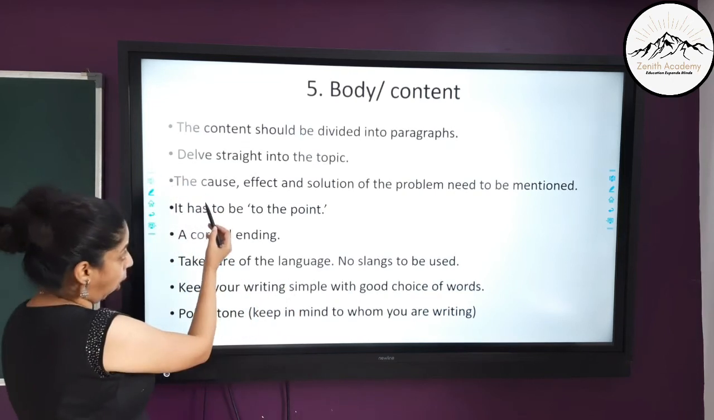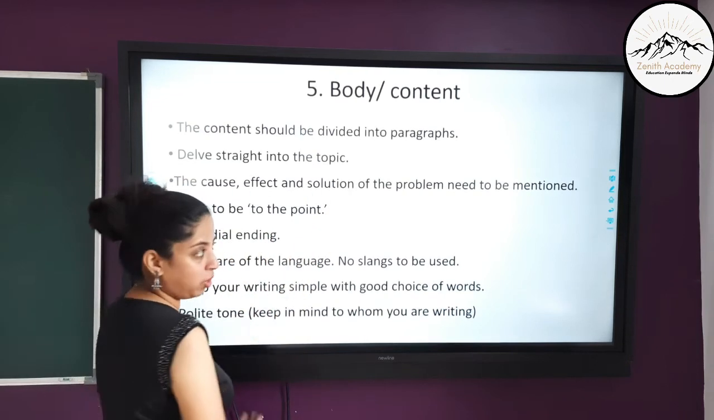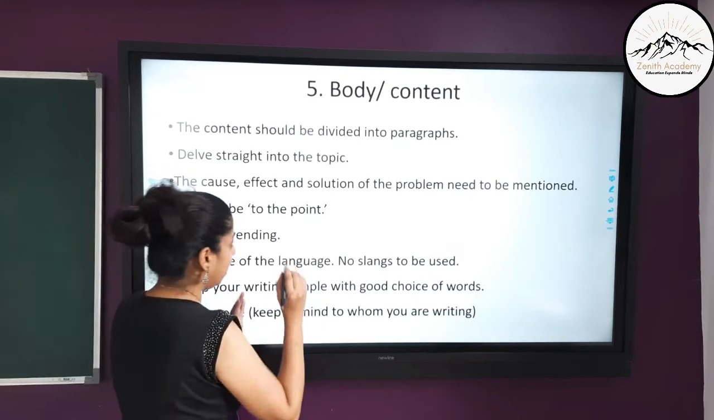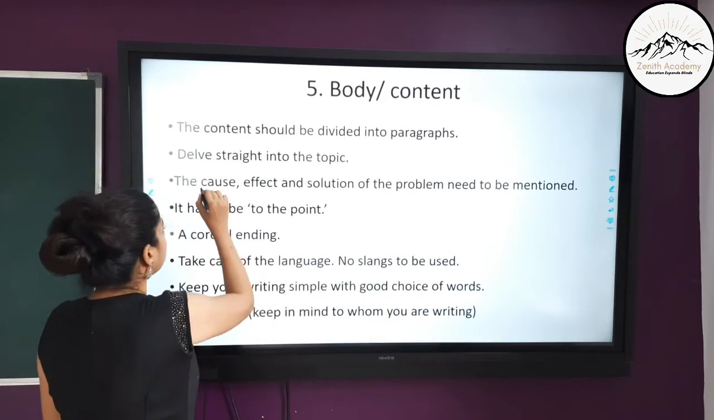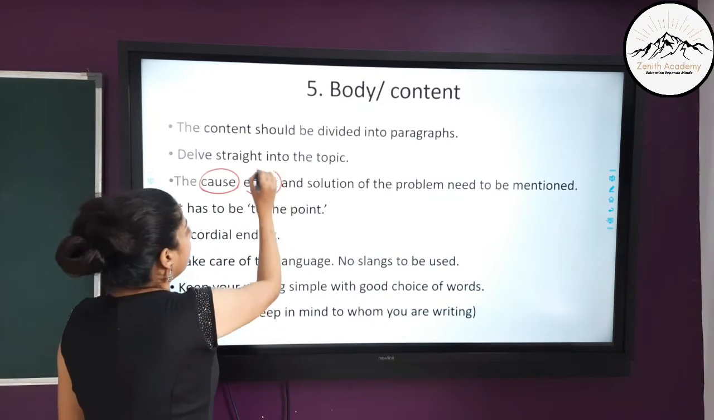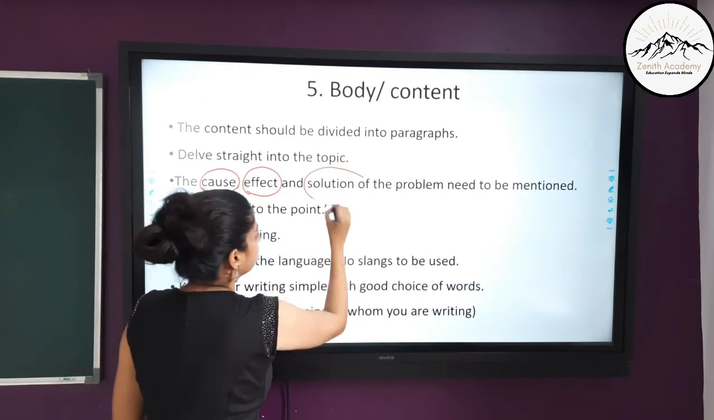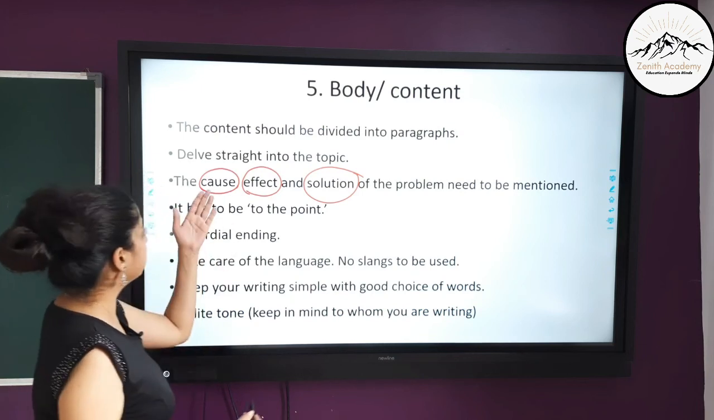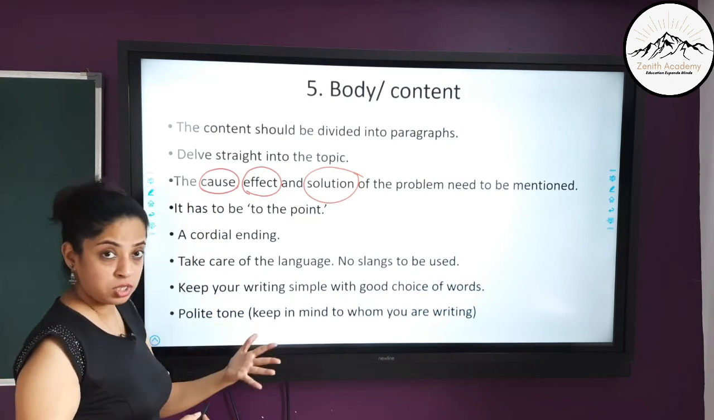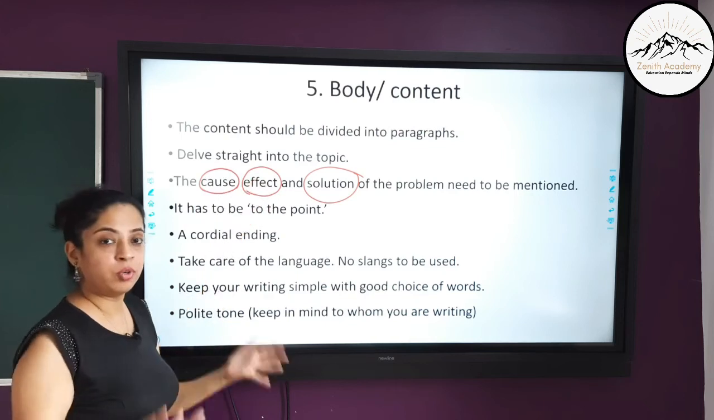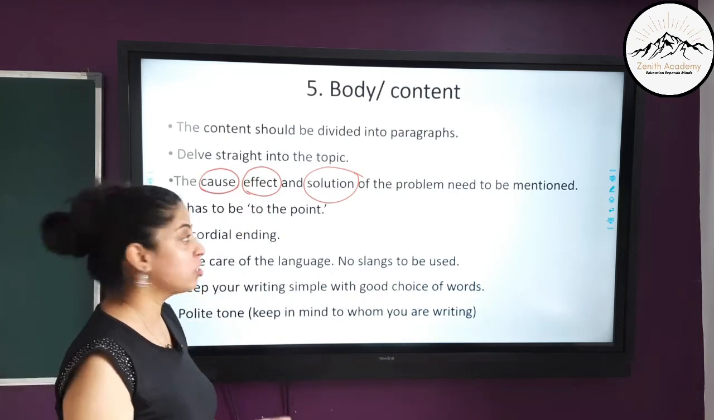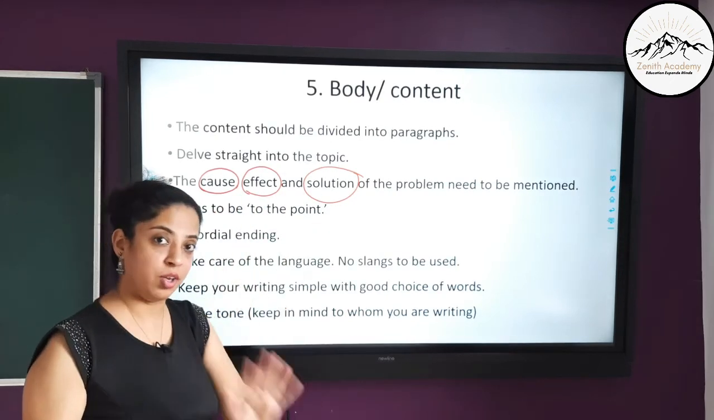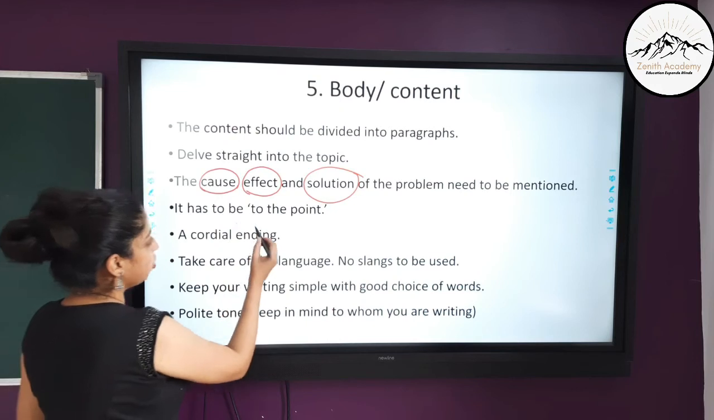The cause, effect and solution of the problem need to be mentioned. So when you are writing the body, you should keep in mind that these three things should be there. What three things? Cause, effect and solution. If you are writing a letter of complaint, you should say what the cause is, what the effect is on you or the surrounding people, and you should also suggest solutions to the problem. So these three things have to be there in your letter. Now it has to be to the point.